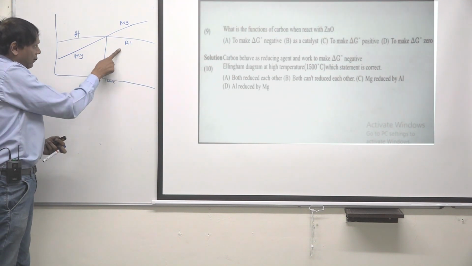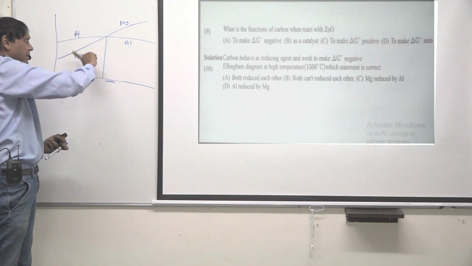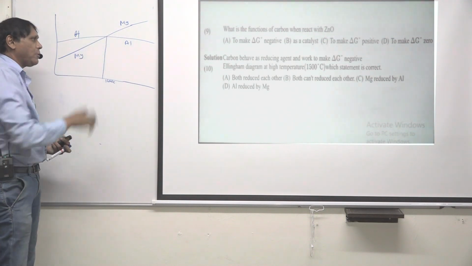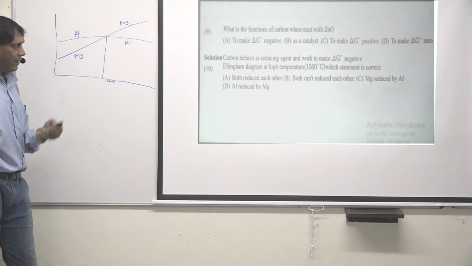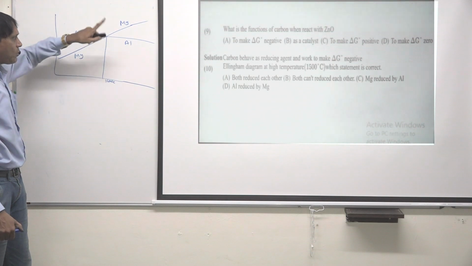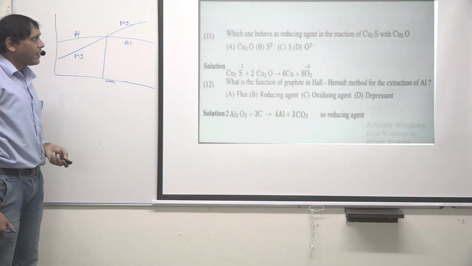Now aluminum is at the below part, Mg graph it is above part. Now aluminum can reduce the magnesium. So the answer is magnesium is reduced by aluminum, that is the answer.